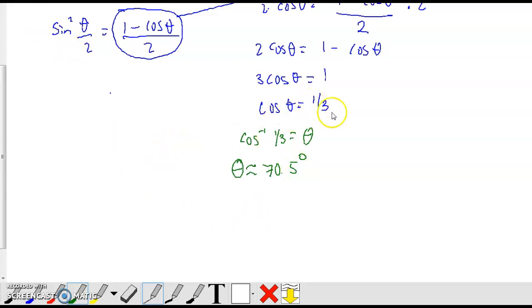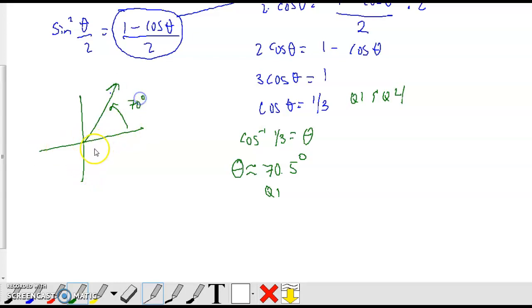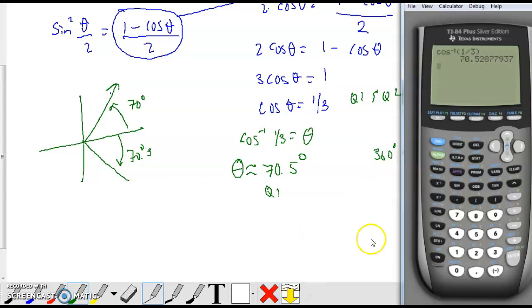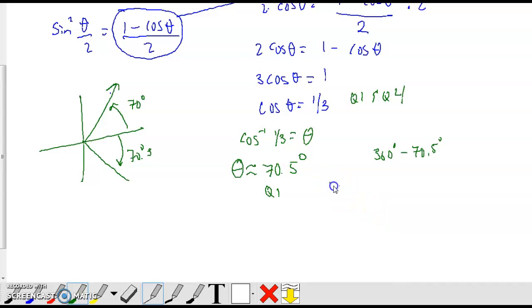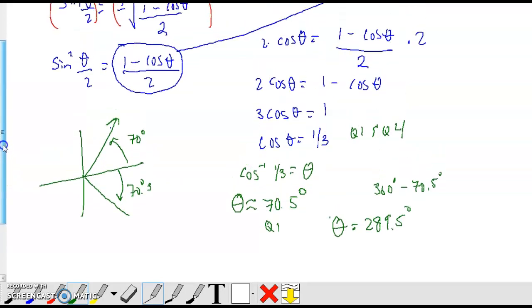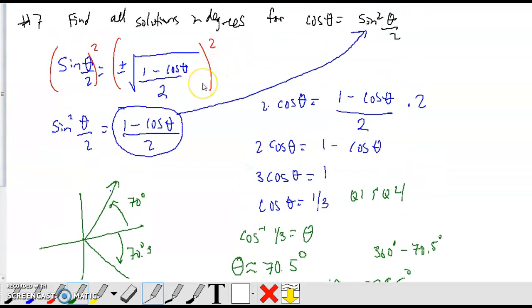We have to remember that cosine is positive in quadrant 1 and quadrant 4, so this just gives us quadrant 1. Using our knowledge, if we're 70.5 degrees this way, then going the other direction 70.5 degrees gives me my second one. So I do 360 minus 70.5, which gives 289.5 degrees. So theta is also equal to 289.5 degrees.